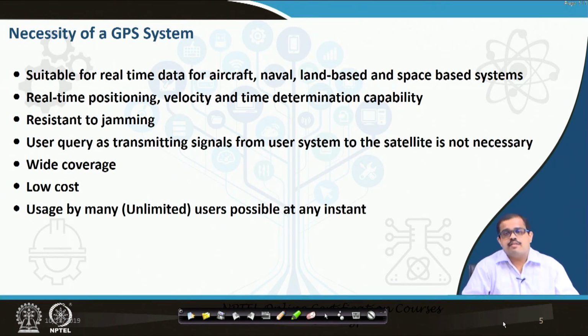The entire Earth's surface is covered by the satellites. As I said, you have 24 satellites revolving around the Earth, covering the entire surface wherever necessary. Most importantly, today's analysis is based on low cost. GPS provides you all the details at absolutely no cost. Usage by many users is possible at any instant, and that is the best point.